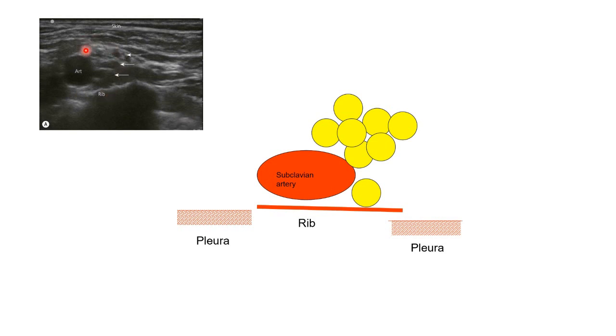Similarly here, the subclavian artery, posterolateral to it the brachial plexus, rib underneath, pleura on either side of the rib. Now there is pleura underneath the rib as well. It's just that you don't see it because the ultrasound does not go through the rib.